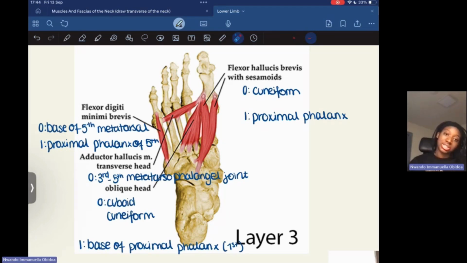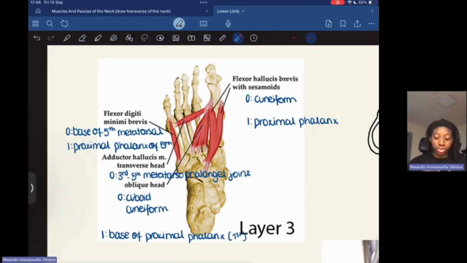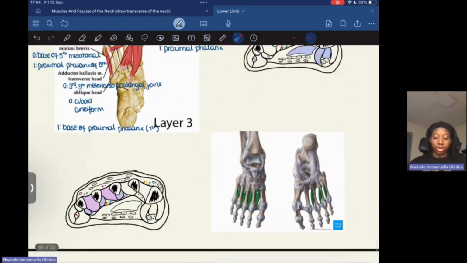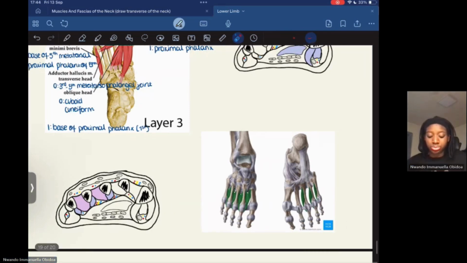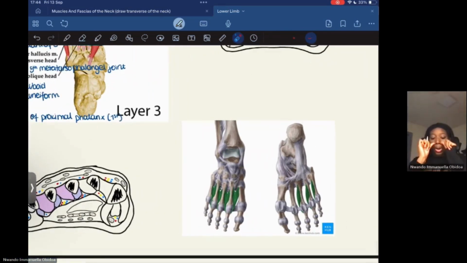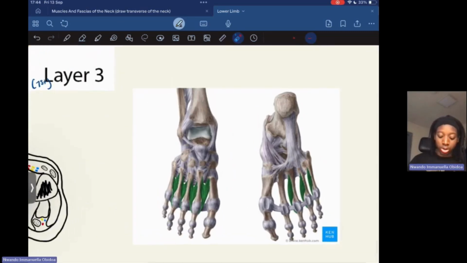Your flexor digiti minimi brevis comes from the base of the fifth metatarsal and inserts on the proximal phalanx of your fifth toe. And then lastly, in our final layer, the interossei muscles. You have dorsal and plantar muscles. And the plantar is only 3 and the dorsal is 4.